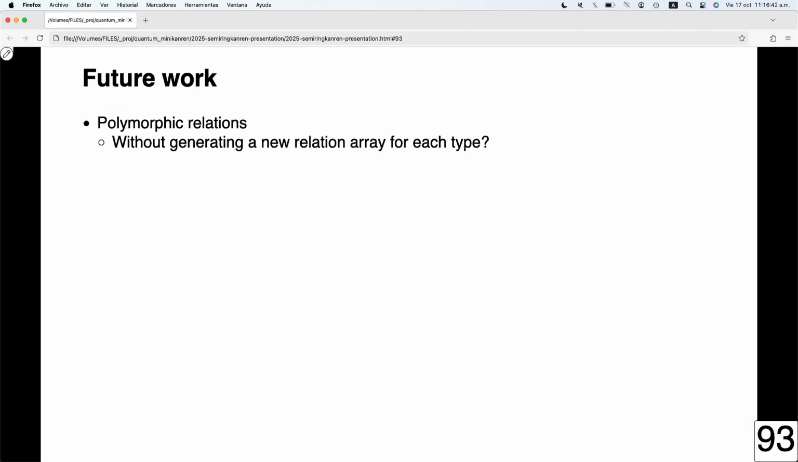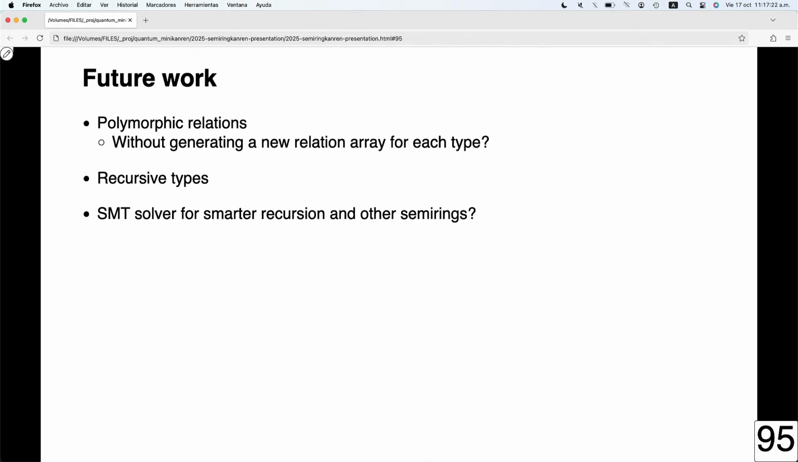All right, so for future work, polymorphic relations. Right now, our relations are mostly restricted to the type, but it should be possible to make them polymorphic while only using one relation array per relation rather than generating a new relation array for each type. I guess sort of intuitively, we already kind of do this for equality and the primitive relations. So we just want to try to figure out how to get this to work for arbitrary relation arrays. And then once we have that, hopefully it should be more straightforward to get recursive types, which we currently do not support, but having them would obviously make the language a lot more useful.